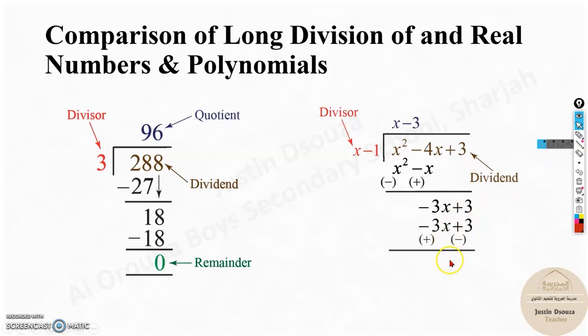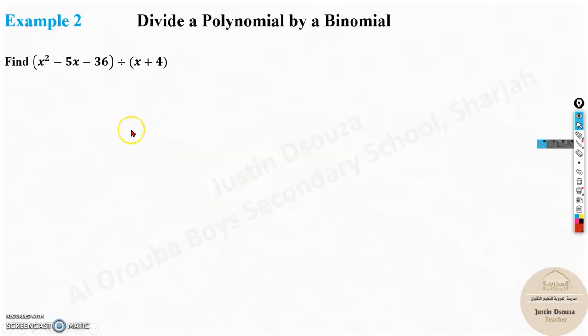When you solve it, you'll get 0. Remainder is 0. And this is the answer. So this is how you basically solve it. I hope this is clear. Now we will solve a problem given to us. We need to divide x squared minus 5x minus 36 by x plus 4.